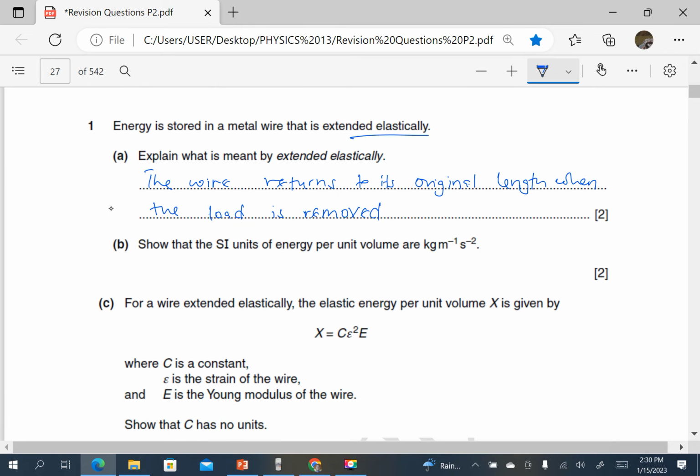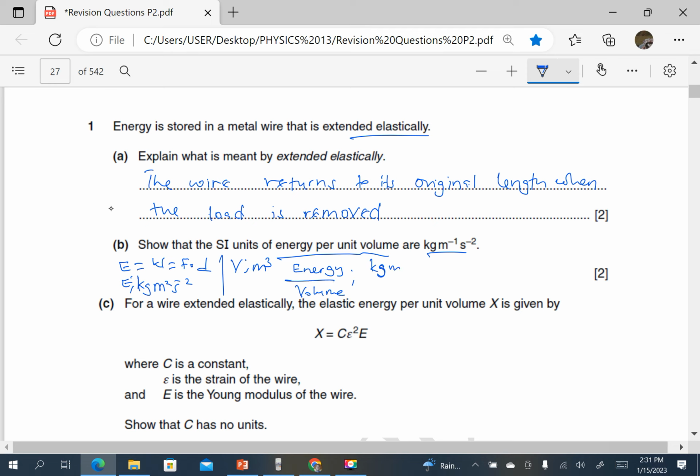Show that the SI units of energy per unit volume is that. So energy, of course, is work done, that is force times distance. So the units of energy are going to be kilogram meters squared per second squared. And then volume, that is meters cubed. So energy per unit volume, that is energy over volume, will have units kilogram meters squared per second squared divided by meters cubed. So m squared over m cubed gives kilogram per meter per second squared.